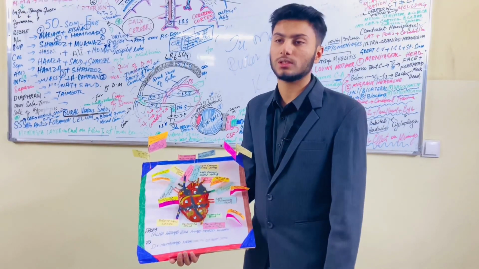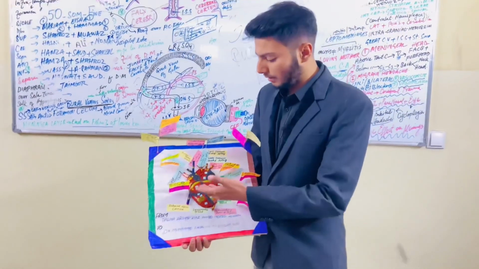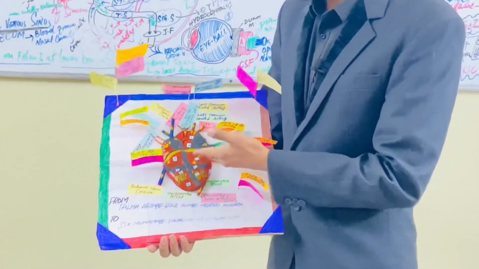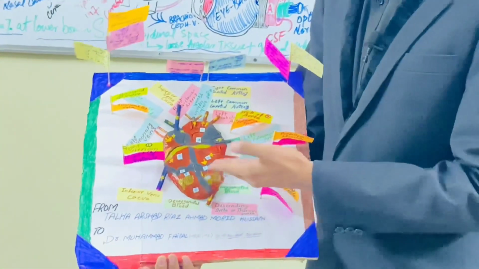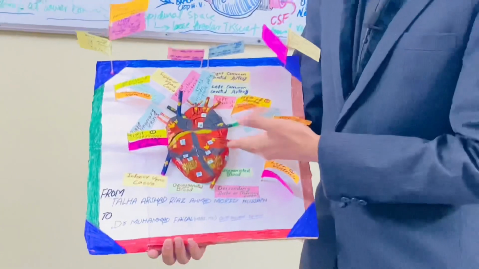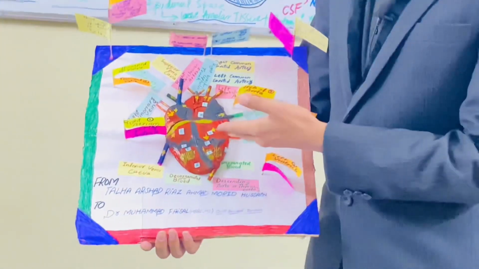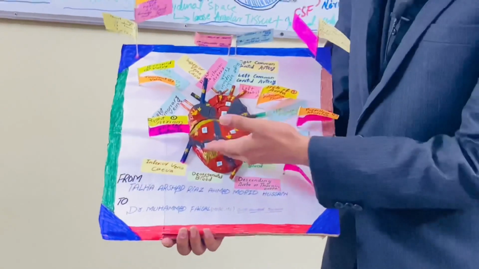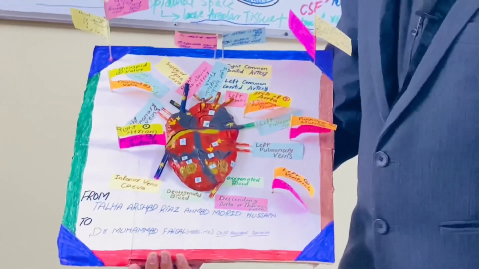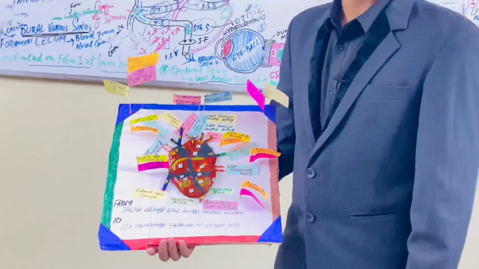This is my project about the structure of the heart. The heart consists of 4 chambers: right atrium, right ventricle, left atrium, left ventricle. There is the bicuspid valve in the left chamber, and the tricuspid valve in the right chamber. The left chamber contains oxygenated blood, and the right consists of deoxygenated blood.